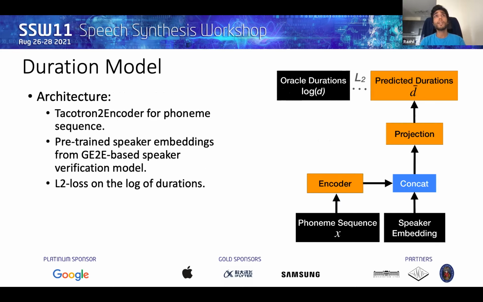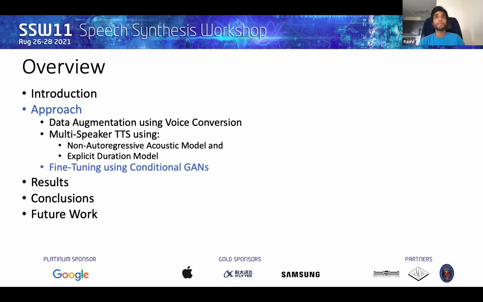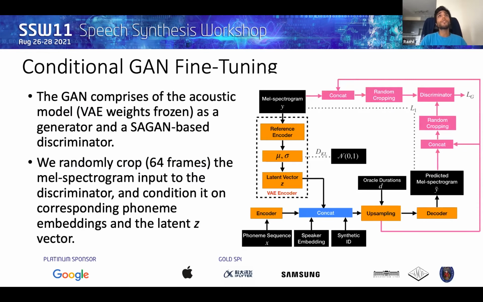For our duration model, it's fairly simple. It is based on a Tacotron 2 phoneme encoder conditioned with the pre-trained speaker embeddings to provide speaker identity, so also trained in a multi-speaker setting, and uses an L2 loss on the log domain of the durations. Finally, for the third step, we introduce an additional new technique that is fine-tuning using conditional GANs. In our previous work, we fine-tune our acoustic model by training only on the target speaker data at the end of multi-speaker training.